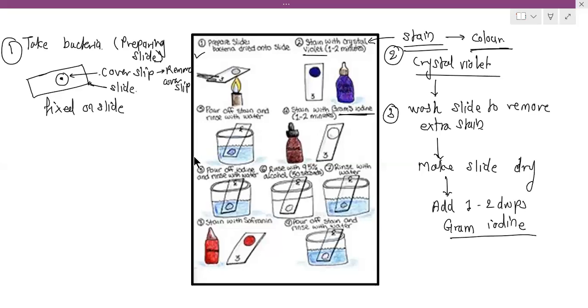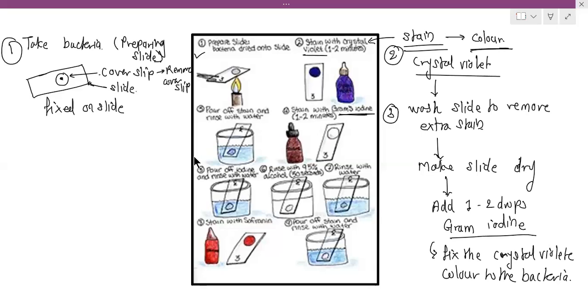What does iodine do? Try to understand. It fixes the stain, it fixes the crystal violet color to the bacteria. Understanding? Because of iodine, the bacteria take the color and it won't leave.